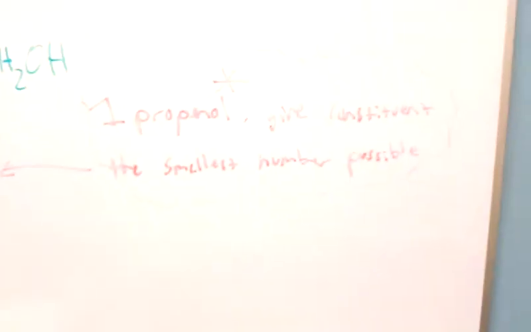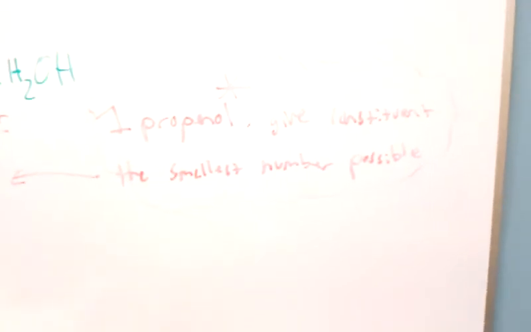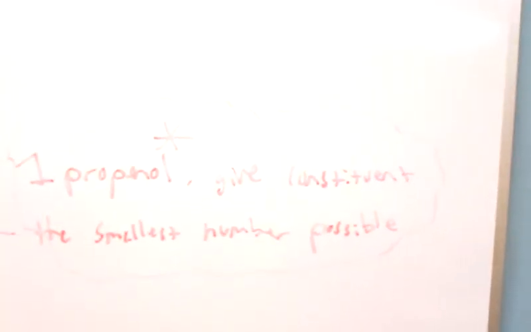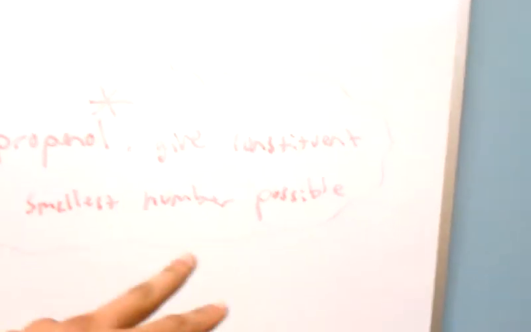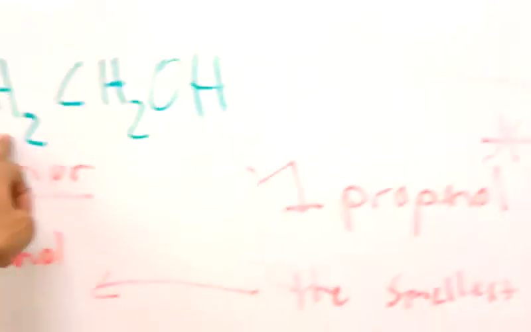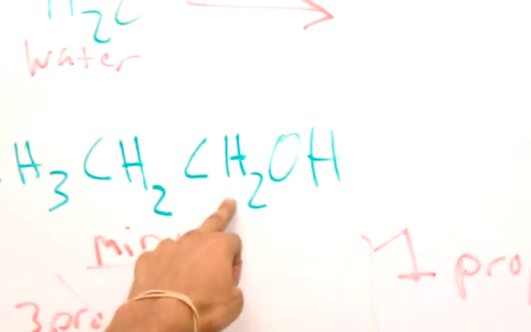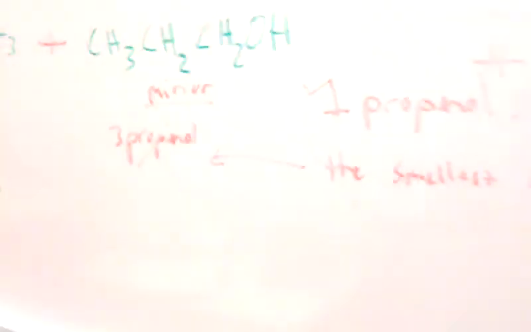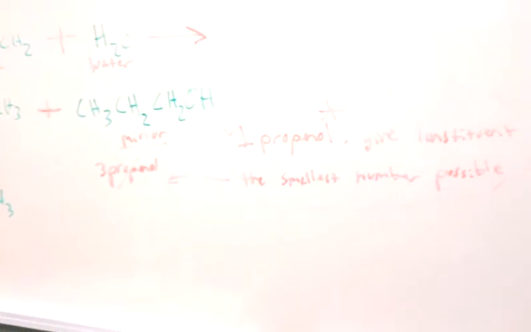You're supposed to give the constituent the smallest number possible. So the constituent here would be OH. You want to give that the smallest number. That makes it 1-propanol. So if it's 3, you can call it 1. Instead of counting 1, 2, 3, you can just count it in reverse.